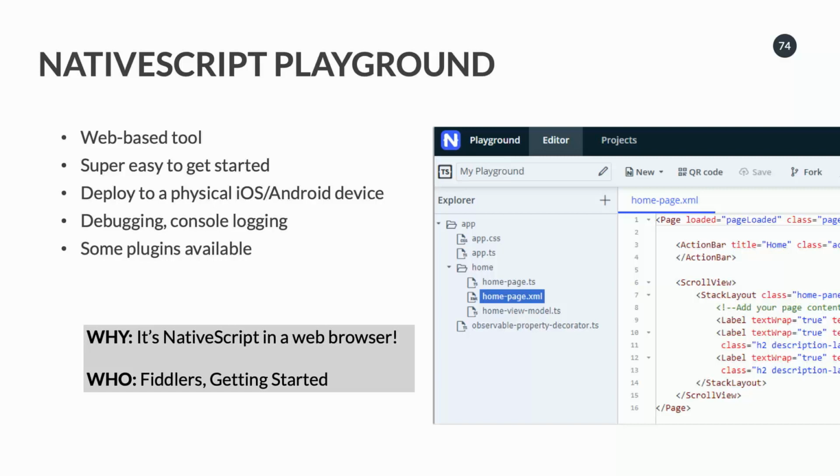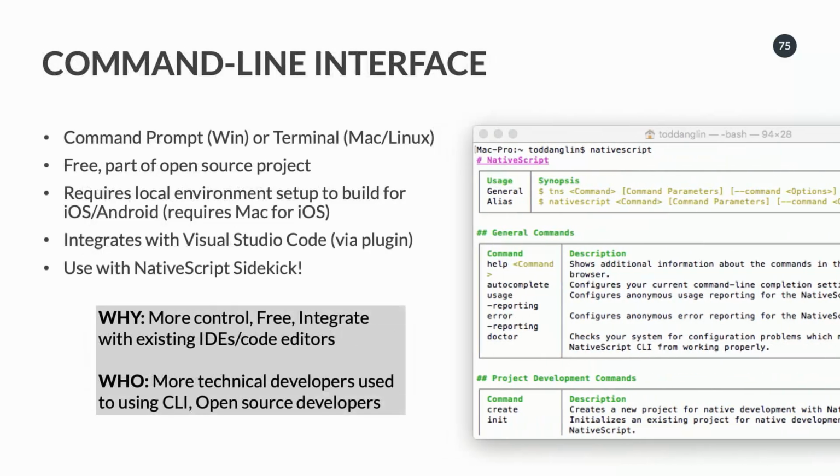You can deploy to a physical iOS or Android device, as I did here. You can debug through the console if you want. The limitation of the playground is that you can't use any plugin you want to. We do provide a subset of plugins that you can use, but when you get into really serious app development, you can always download your project from the playground and use the command line interface from there.